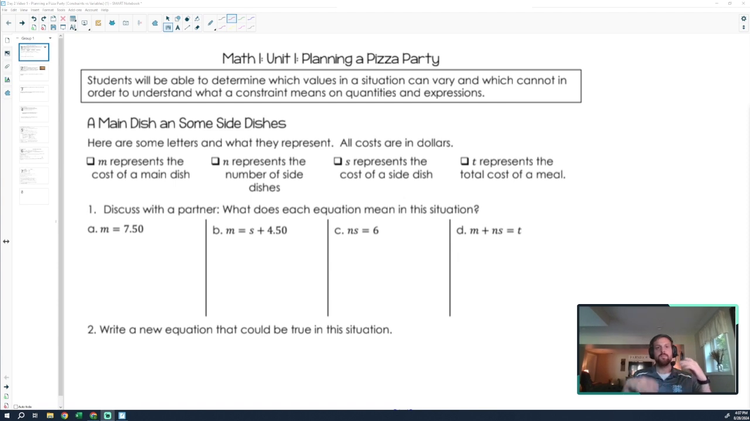So, starting with lesson one, this is unit one. It's on equations and inequalities. That's where we're going to start in Math 1. We're going to do a little intro here, and I'm just going to explain my reasoning as I go.